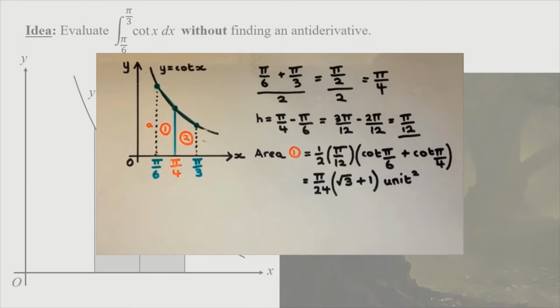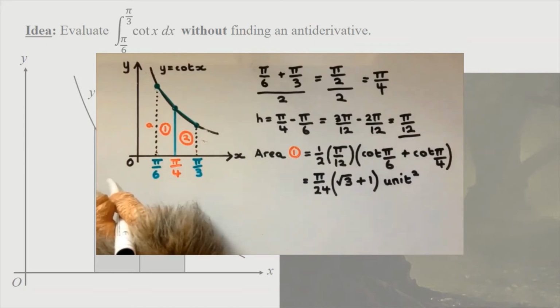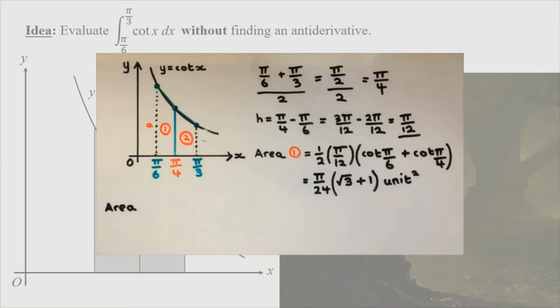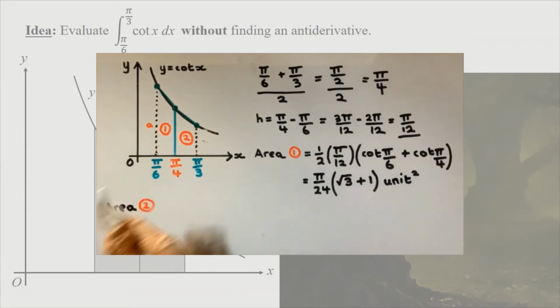Right, okay, now we can move on to trapezium 2. We have h already, so again it's just a case of substituting in all the values. I'll do this over here. So the area of 2, and I'll just talk you through the steps, of course. So area of 2 this time.